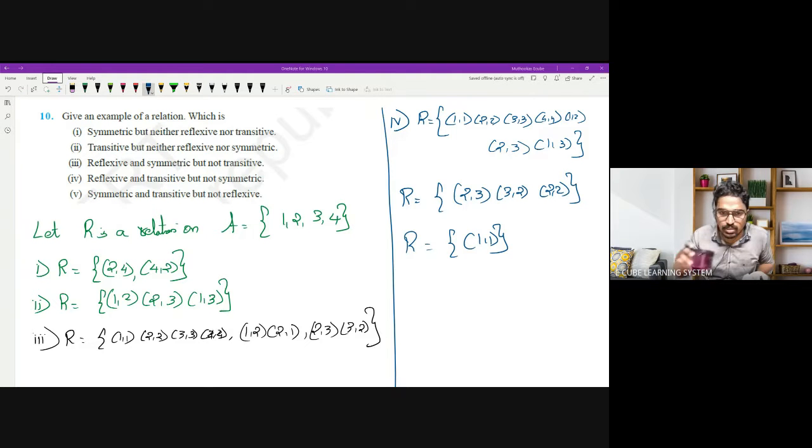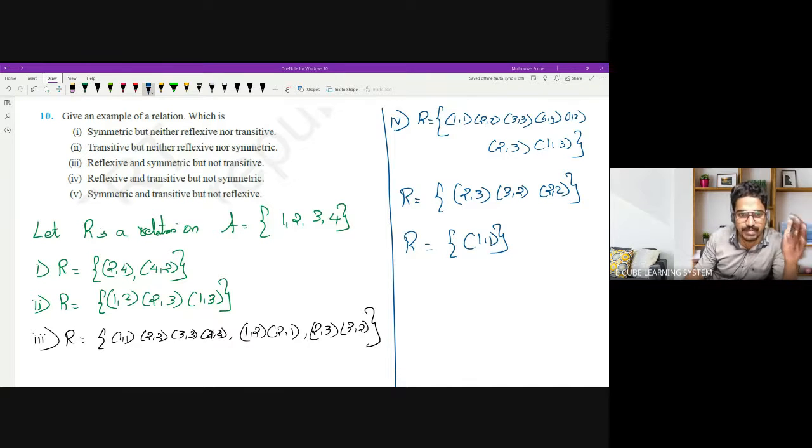Ask if there is any doubt at all. Also you can try different examples. No need to copy paste this one. You can try your own example. No problems. Examples are always easier in roster form than in set builder form. And one more thing, if the set becomes bigger and bigger, it will be difficult to get the examples, because for reflexive we must include all the elements. That's a difficulty. Okay.